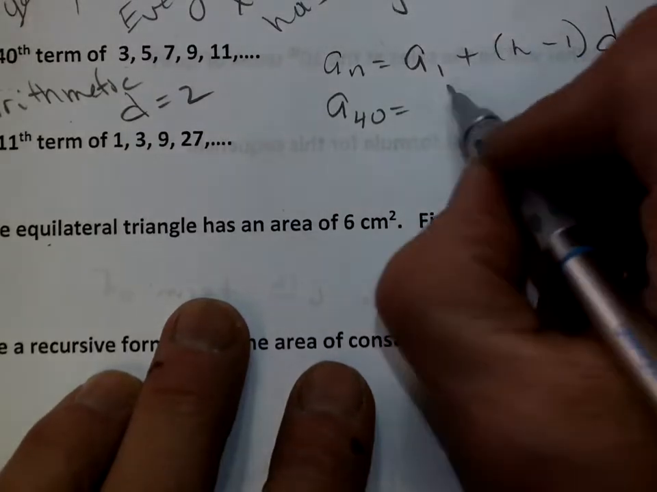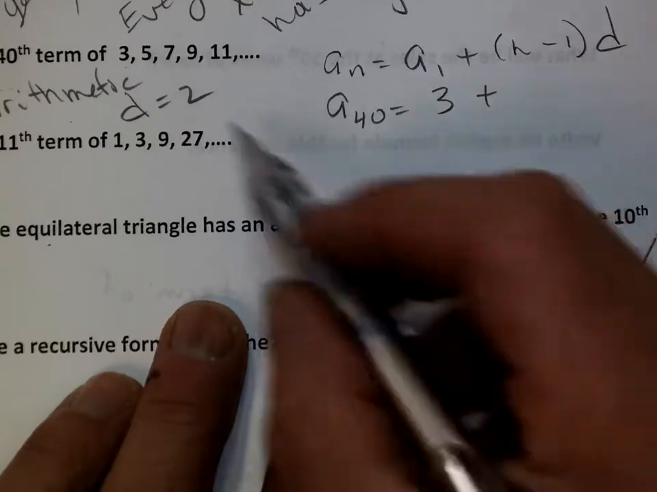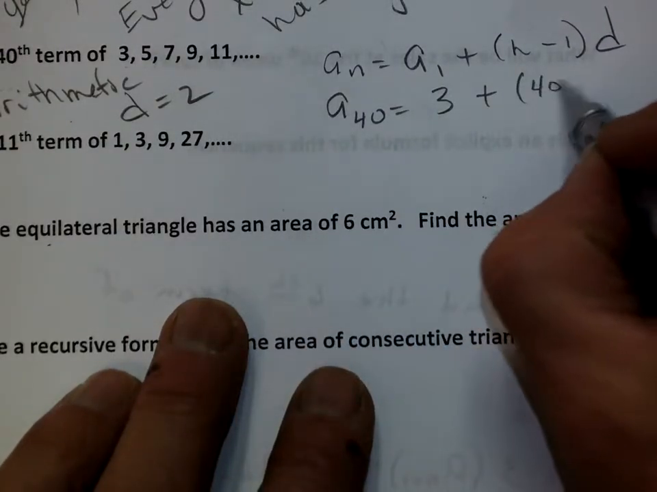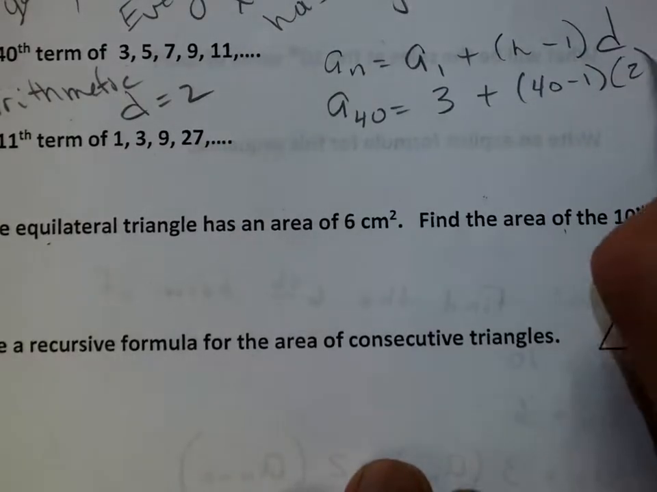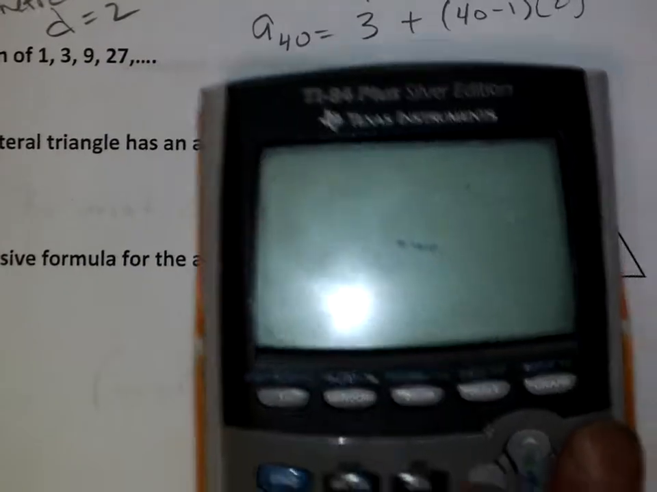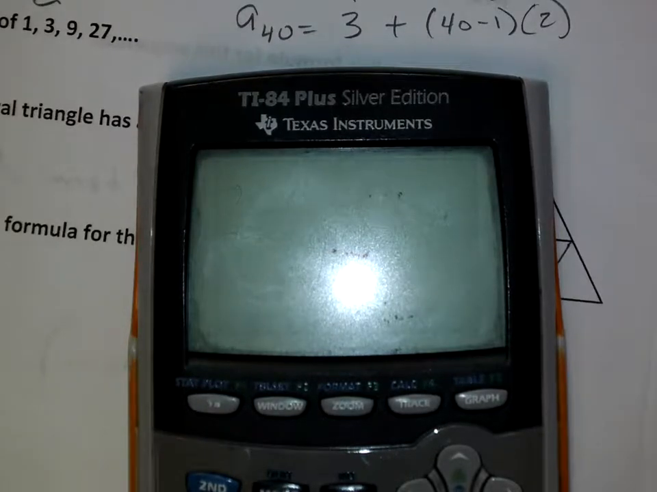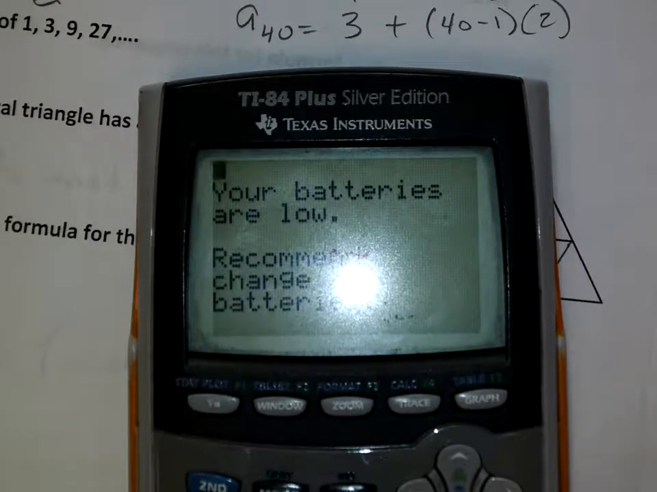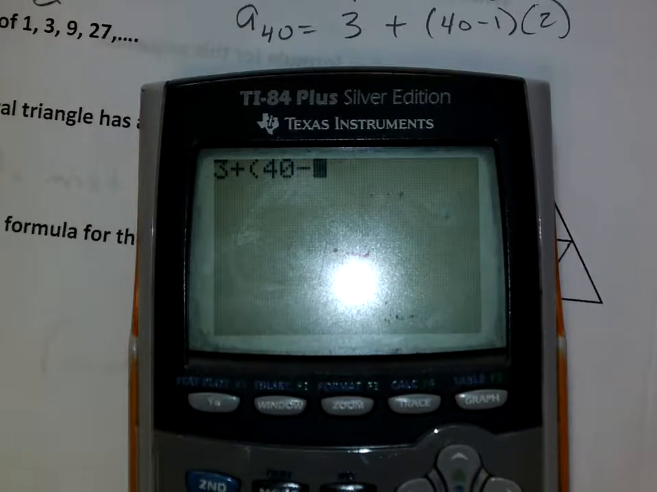A1 is the first term, which is 3, plus n is 40, because we're looking for the 40th term, so I'm going to go 40 minus 1. And the difference is 2, because we're adding 2. So all I have to do is just use my calculator to get my answer. I'm going to go 3 plus 40 minus 1 times 2, and it's 81.